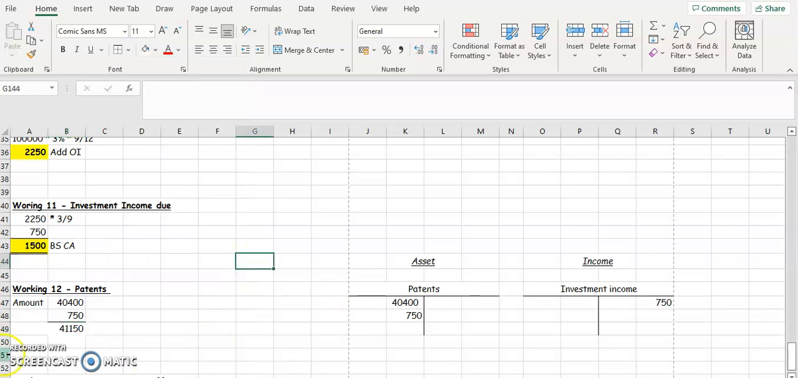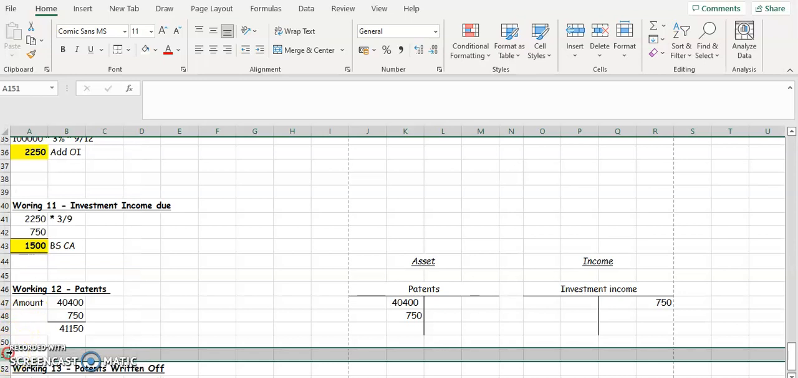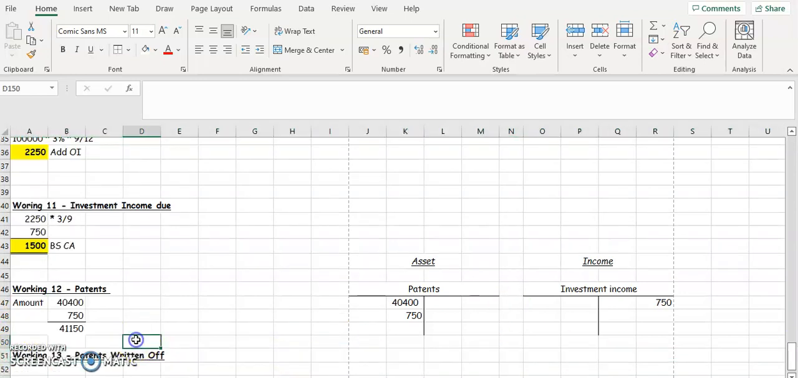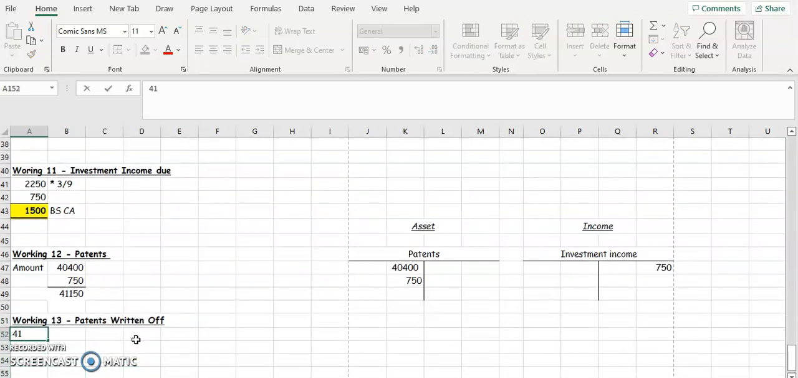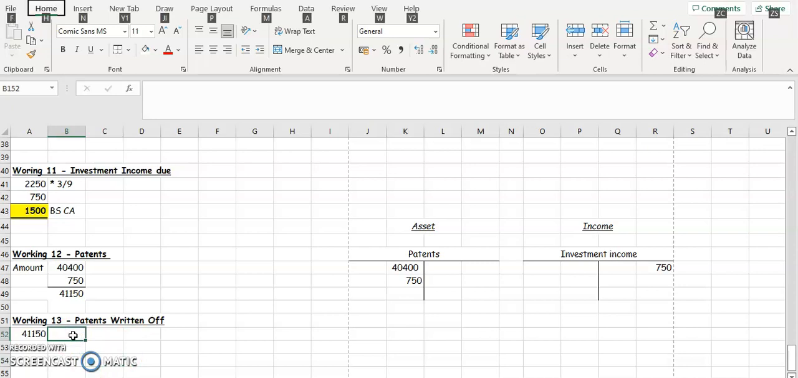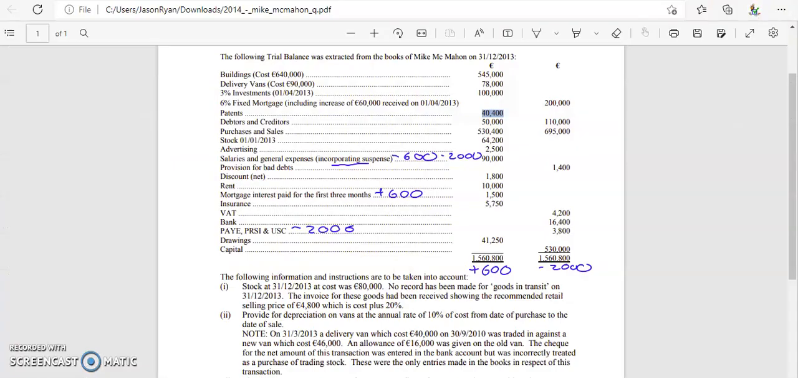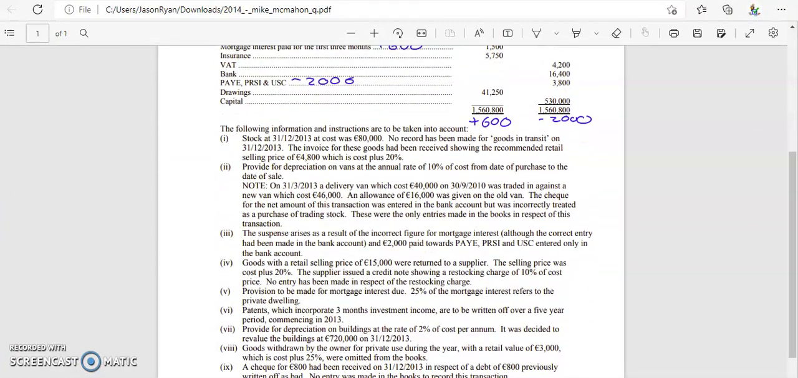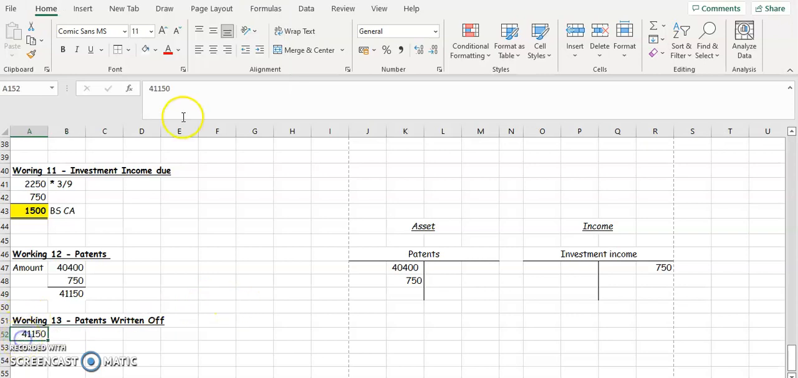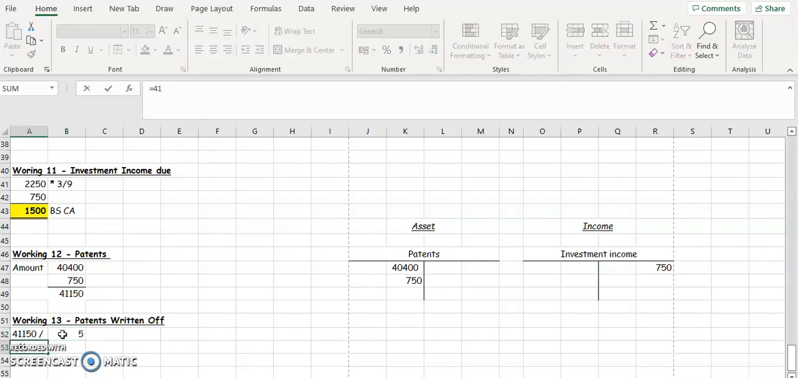So our next step then is to calculate how much is to be written off. We're going to take our patents figure that we've calculated in part 12, which is 41,150, and we're going to divide that by how many years it's telling us in the question. In the question it's saying patents are to be written off over a 5-year period. So we're going to reduce our patents by 5 each year. So 41,150 divided by 5. We're going to reduce our patents by 8,230 each year.